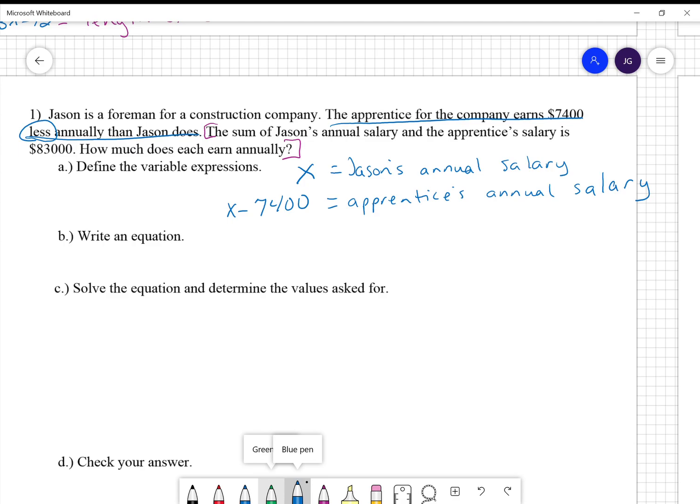Okay, now here's the cool thing. We used that sentence. We can cross it out. I don't need this sentence anymore. Don't let it confuse you with the rest of the problem. The next sentence is going to help me write my equation. The sum of Jason's salary and the apprentice's salary is $83,000. Well, what does sum mean? That means to add. So I'm going to take Jason's salary and add it to the apprentice's salary, and I will get $83,000.